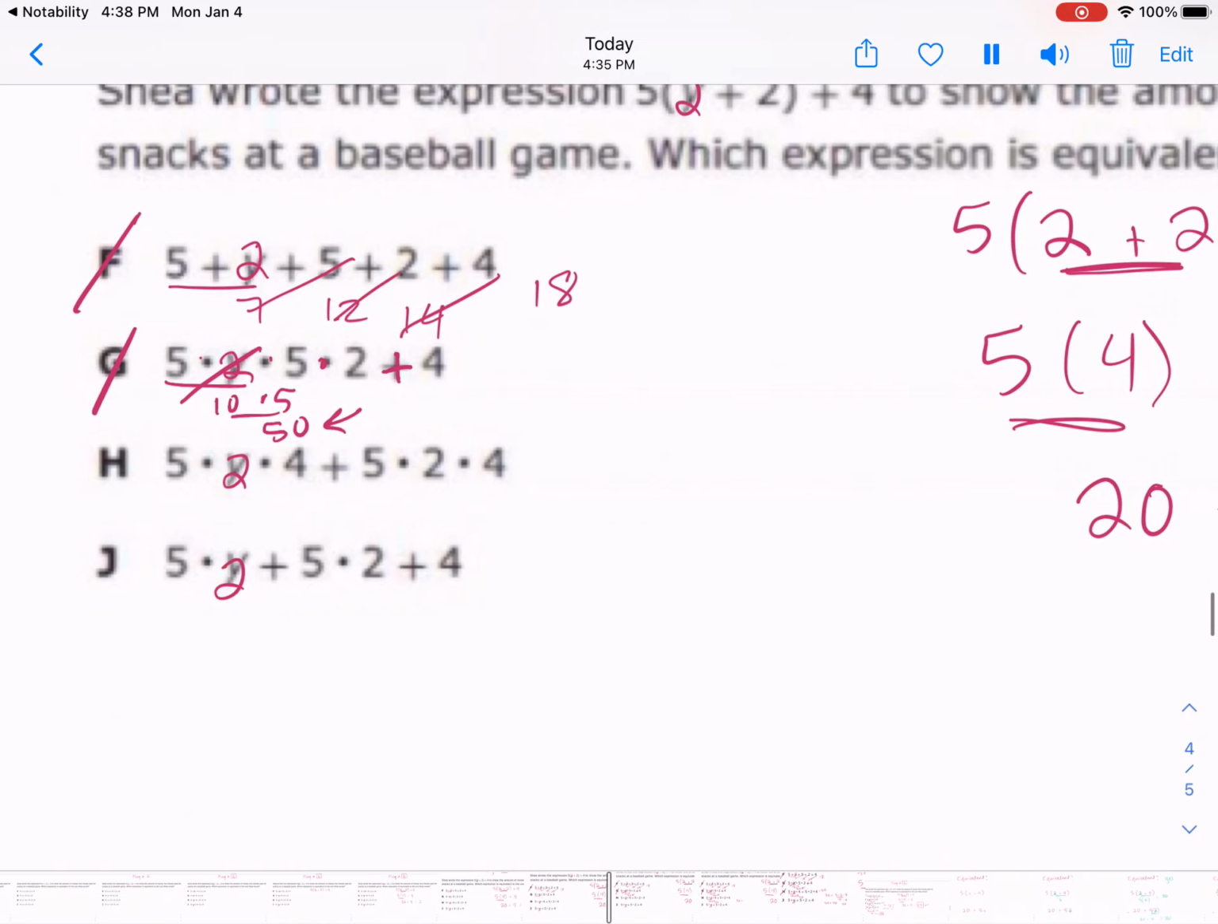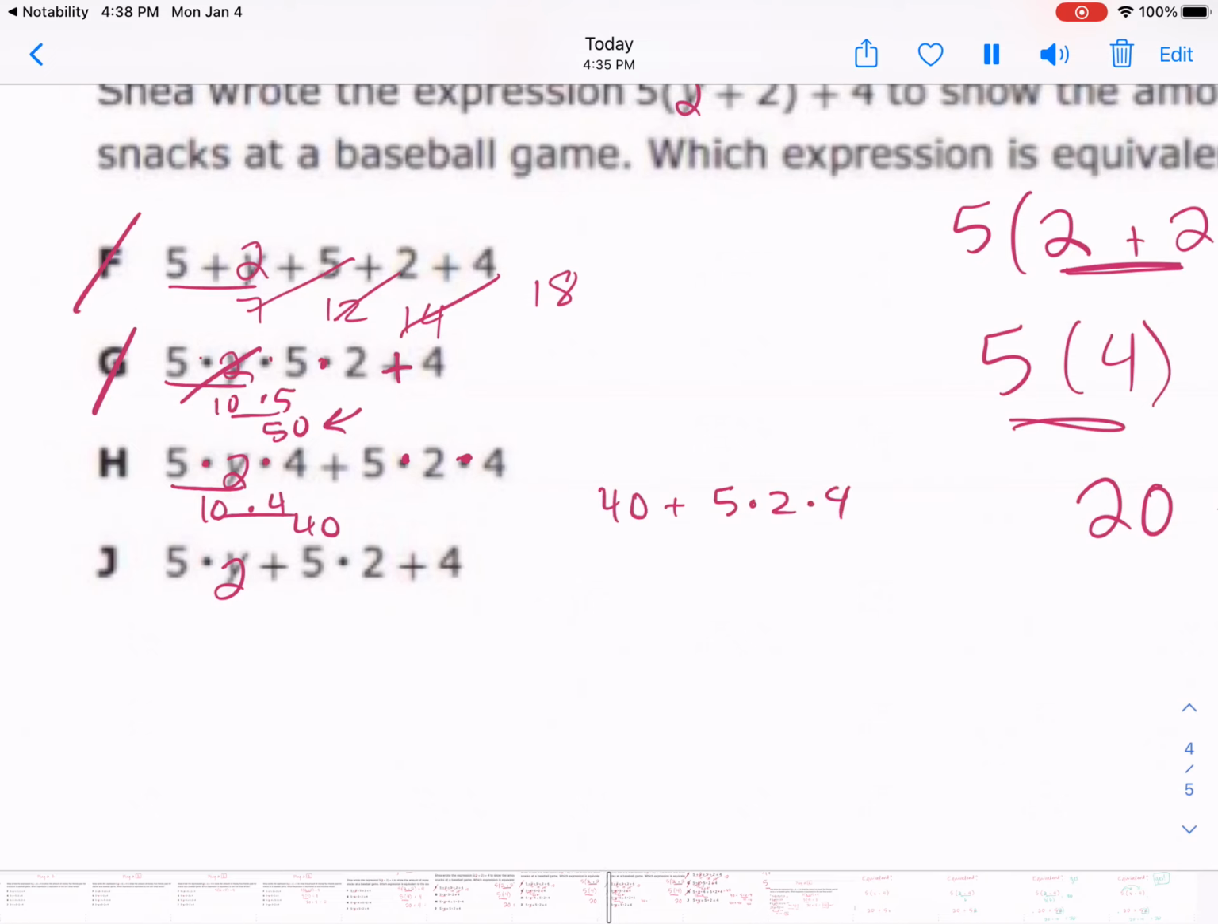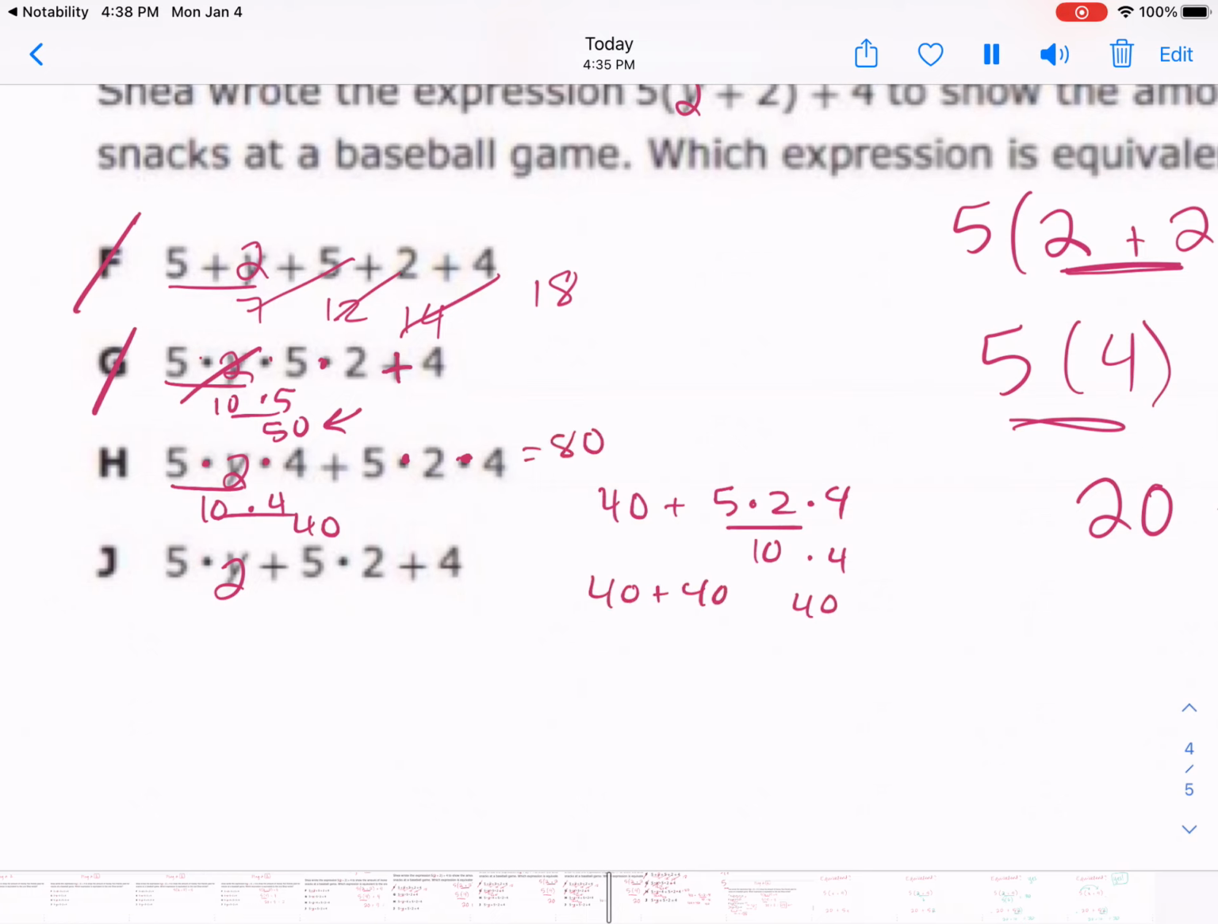So let's try the next one. I have some multiplication here, here, and here, and here, so I need to do those first. So 5 times 2 is 10, times 4 is 40. Okay, so now I'm going to break this up. I have 40 plus 5 times 2 times 4. I'm going to do this first. This is 10. 10 times 4 is 40. So I have 40 plus 40. That equals 80. That's too much.